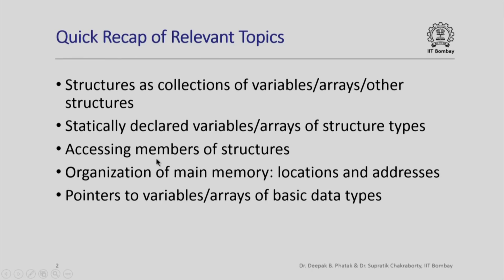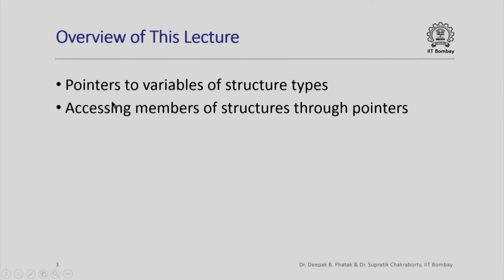In earlier lectures on pointers, we had also studied the organization of main memory, particularly locations in memory and their addresses, and we had studied pointers to variables as well as arrays of basic data types like integer, float, character and the like. In this lecture we are going to study pointers to variables of structure types, and we are also going to see how to access members of structures through pointers.